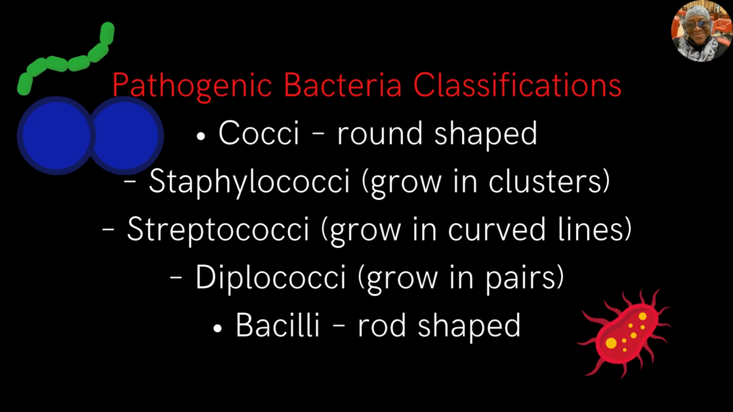Pathogenic bacteria. We have cocci, which are round-shaped; staphylococci, which grow in clusters; streptococci, which grow in curved lines; diplococci, which grow in pairs; and bacilli, which are rod-shaped bacteria.